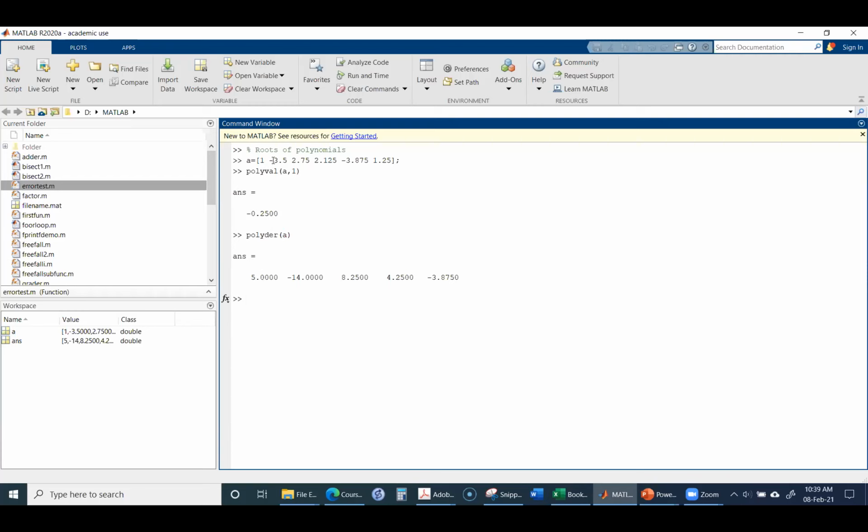The next one was minus 3.5x power 4. 3.5 multiplied by 4 is 14, so it will be minus 14. In this way we will get the first derivative of the polynomial, and these will be the coefficients. Similarly, you can find the second derivative of the polynomial by taking the derivative of it one more time.